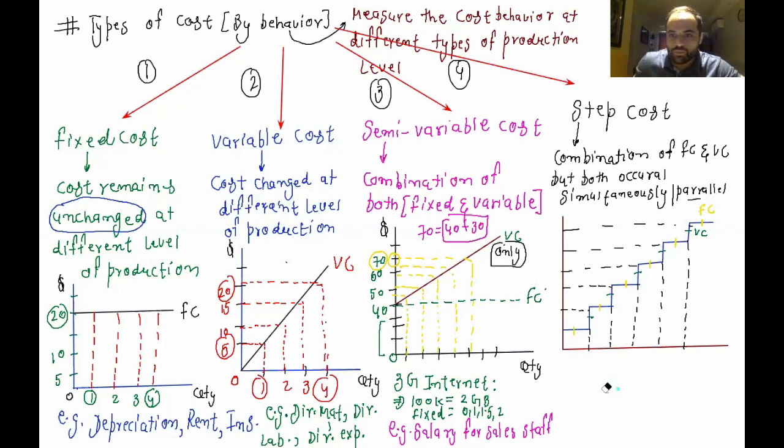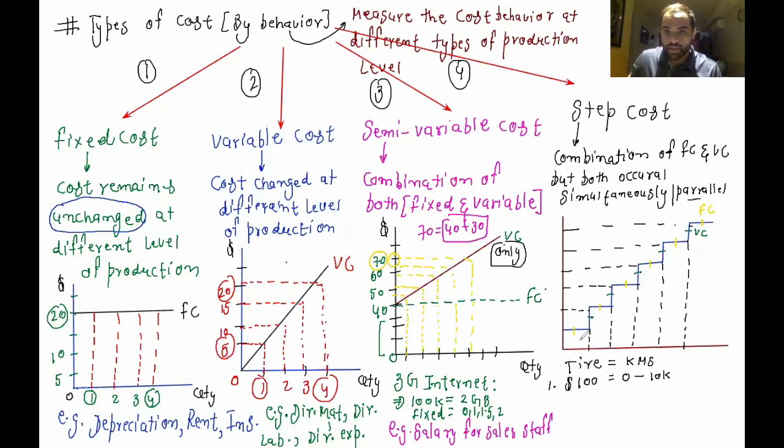Now, what could be an example of a step cost? Step cost example is your motorbike tire. How can we understand the life of motorbike tires? The life of motorbike tires depends upon kilometers. Let's say the life of a motorbike tire is 10,000 kilometers. So 0 to 10,000 kilometers is the life. And the cost of one tire is $100.